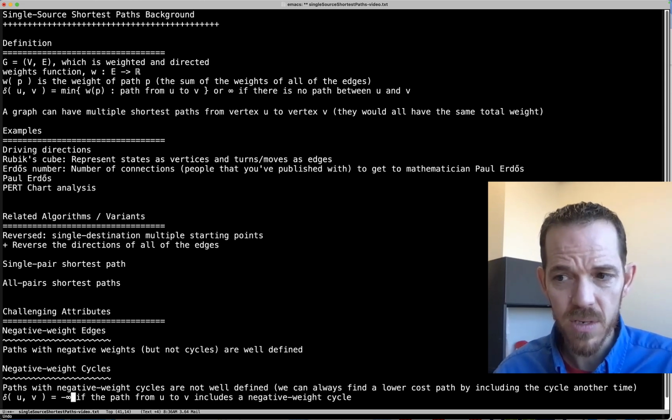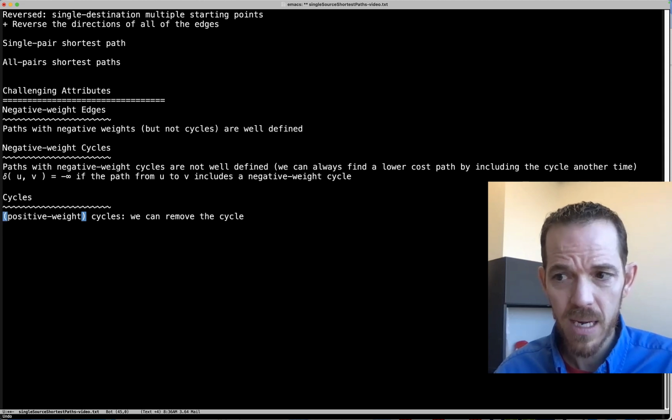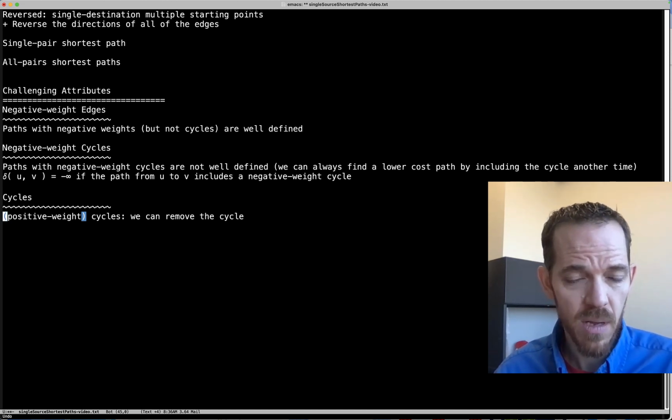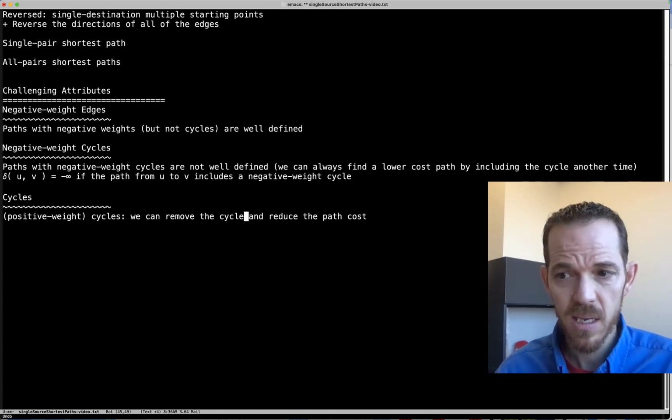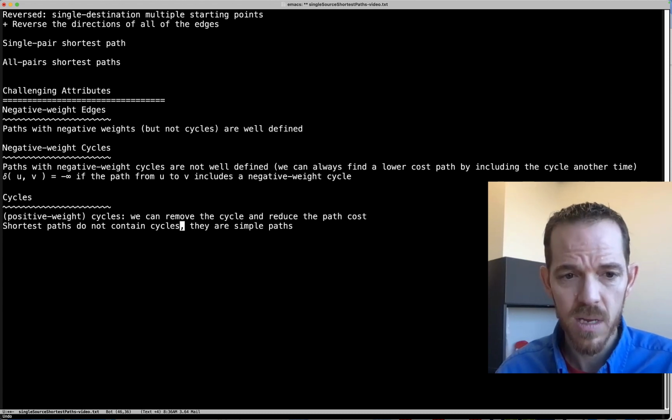Let's talk about cycles. We've already talked about negative weight cycles and that we can't have them, but let's talk about positive weight cycles. We can just remove the cycle, and by doing that, by definition of a cycle in the path, we can then reduce the path cost. So shortest paths do not contain cycles. In terms of terminology, they are simple paths.